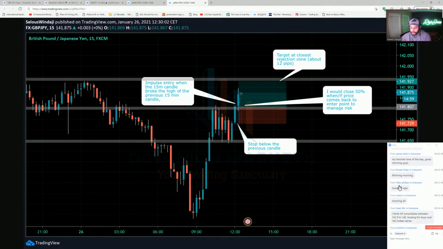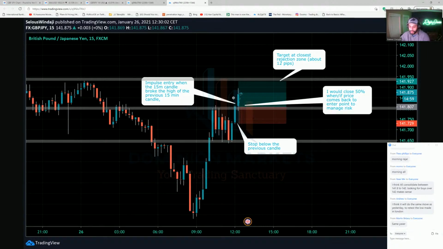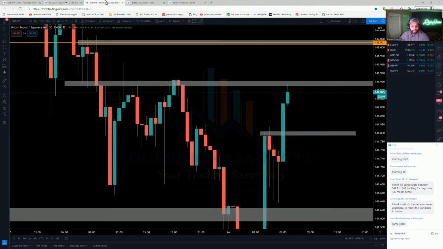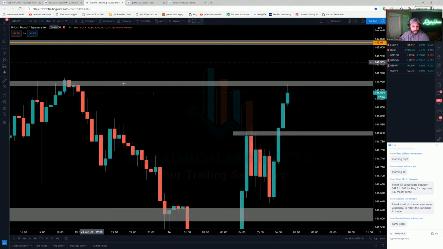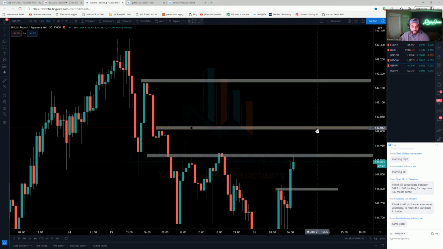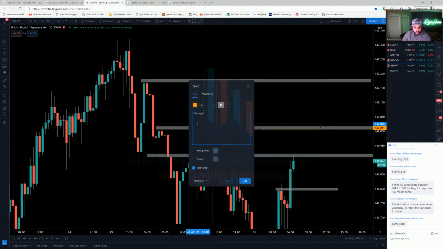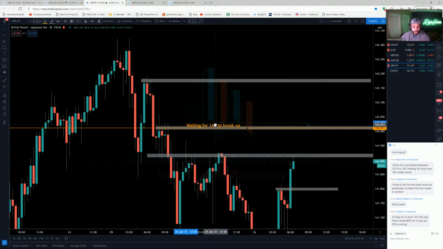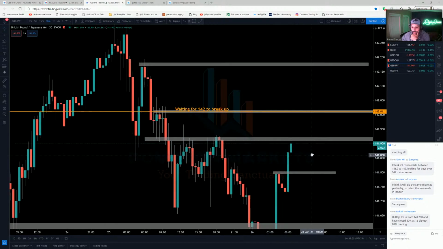Let's see here. All right. Okay, so that's pound yen. I'm basically going to wait for pound yen to continue above 142 to take a buy. I'm waiting for 142 to break up. This is what I'm going to be waiting for here today. Wait for 142 to break and then take a trade going above. Someone's in from 141.700. Very nice.